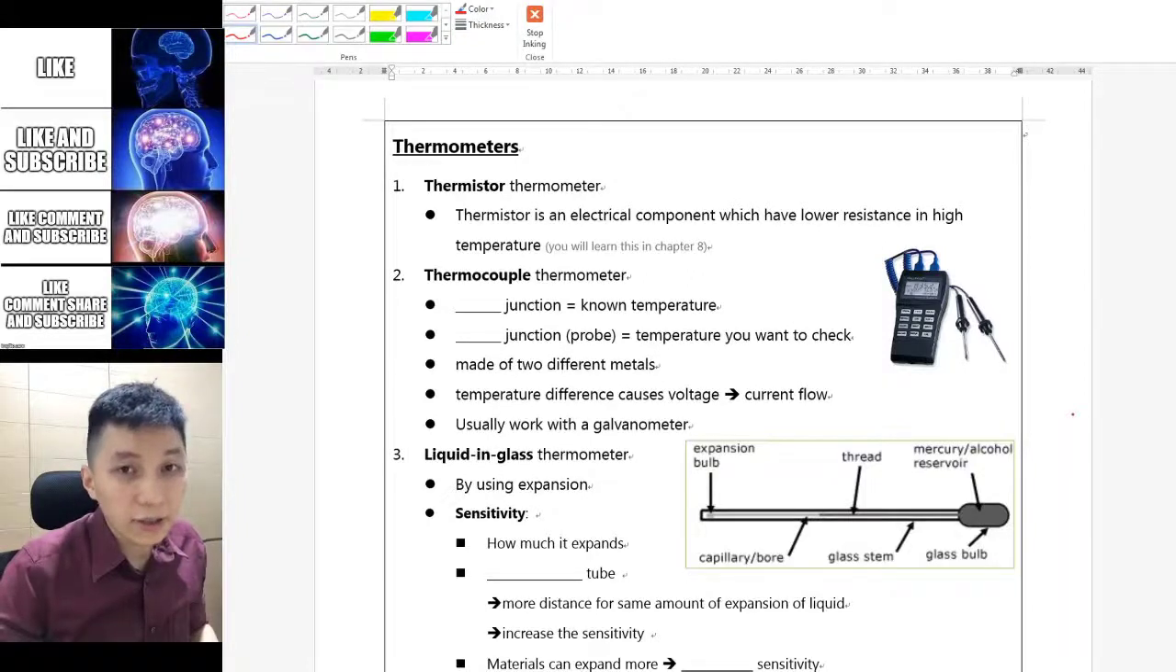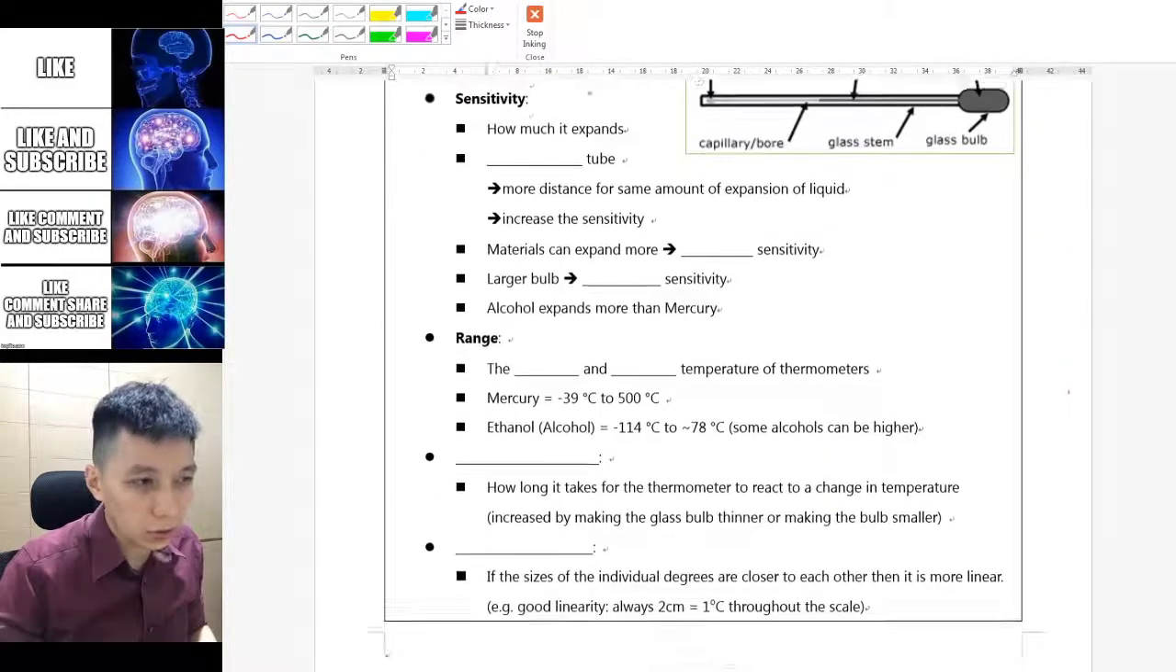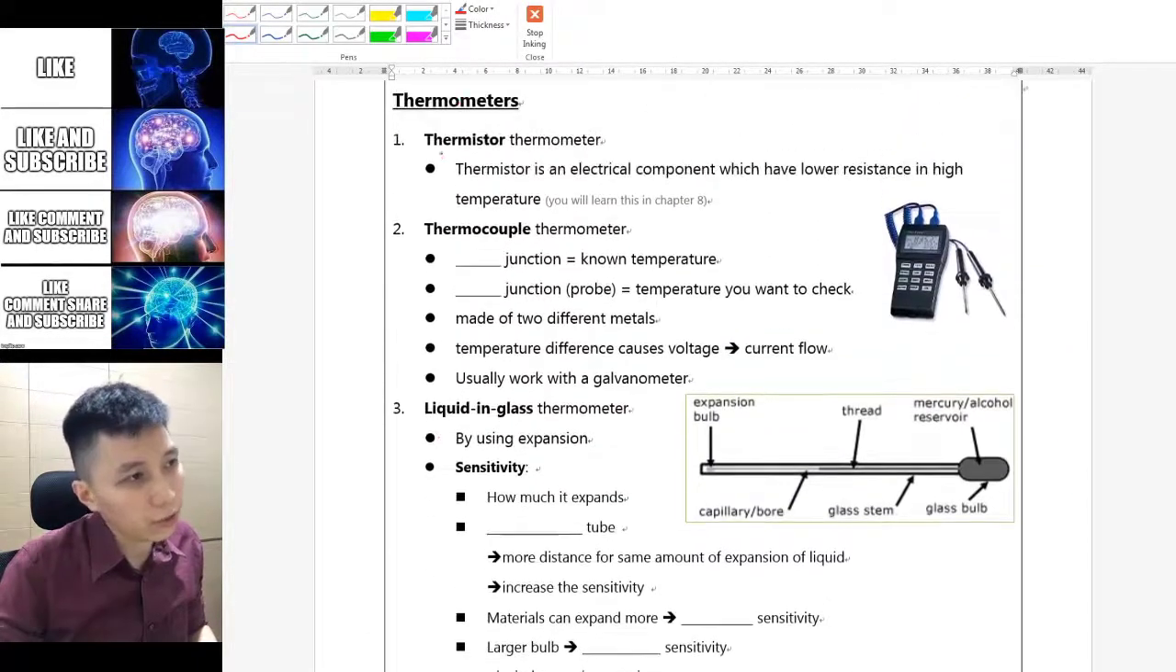Hi, let's look at different types of thermometer and also their properties. So here I've got a page on the note about different types. Here we've got thermistor, thermocouple, and also the very traditional kind of liquid in glass thermometer.